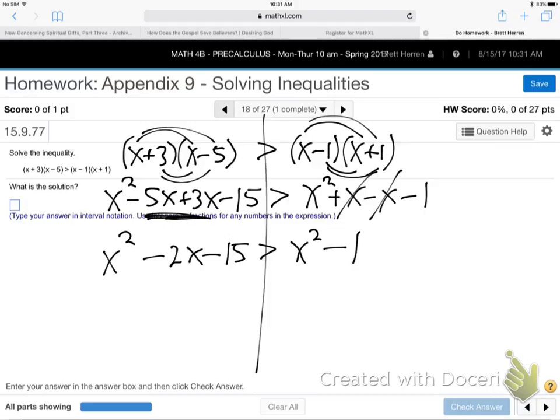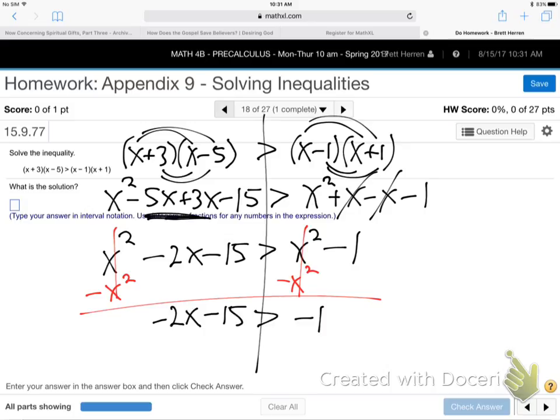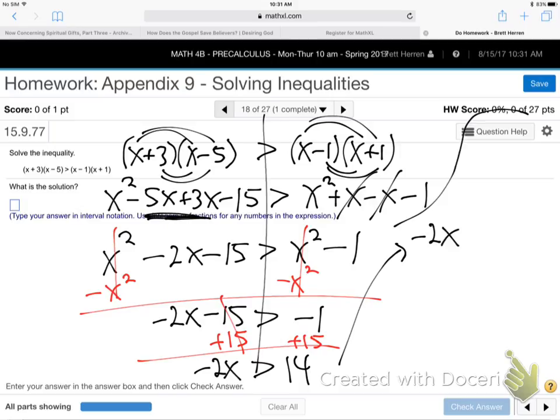All right, so how do we get rid of the x squared? Just subtract x squared from both sides, boom, boom, like that. And what do we got? We get to there. All right, and now what do we do to get x alone? We add 15 to both sides. What's that? 14. I'm kind of running out of room here. Minus 2x is greater than 14. And so the last step is to divide by negative 2 and then flip the symbol, because I divided by a negative. So x is less than minus 7.